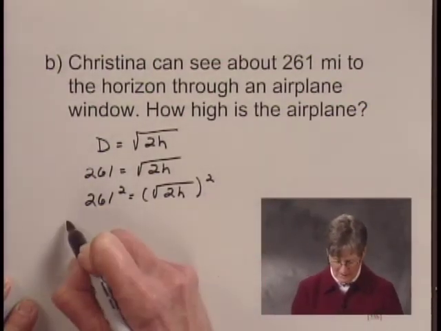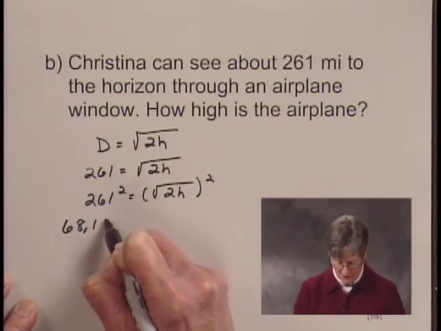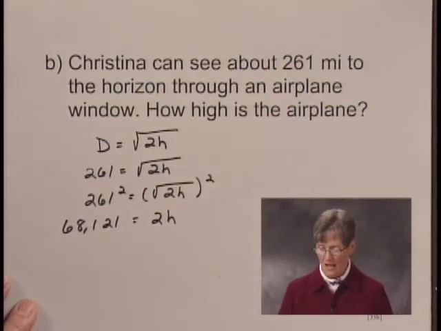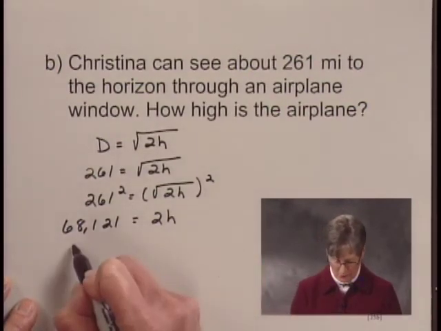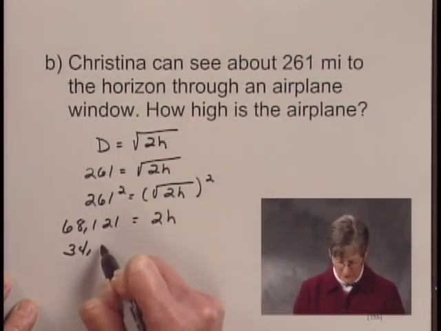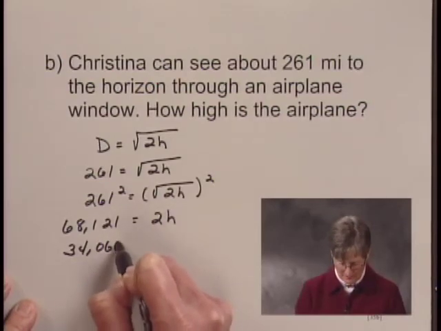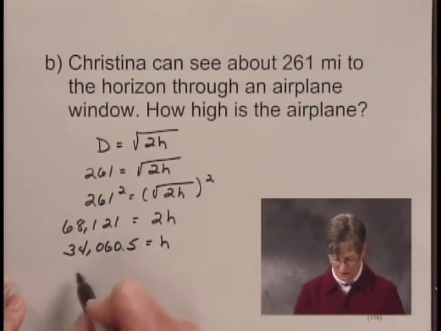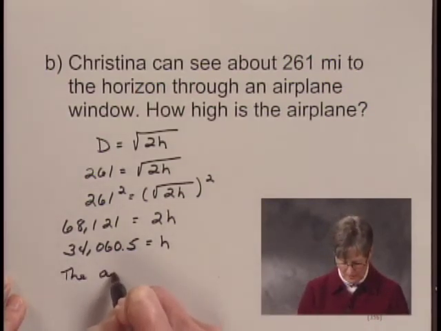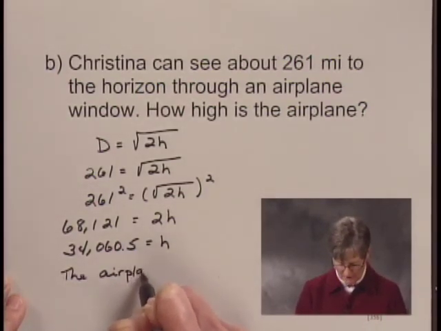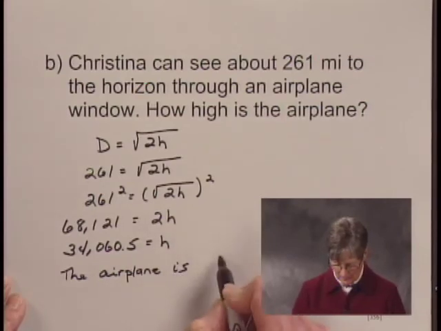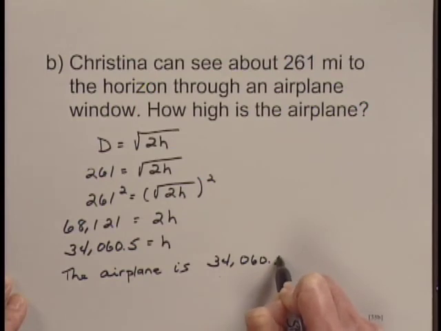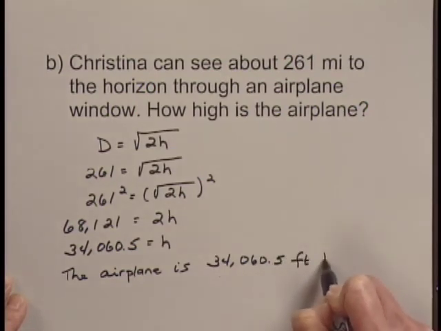261 squared is 68,121. And that's equal to 2h. And when I divide both sides by 2, I get 34,060.5 is equal to h. So we can say the airplane is 34,060.5 feet high.